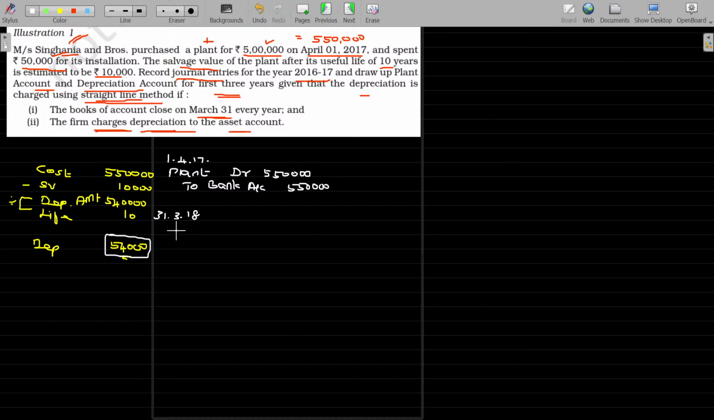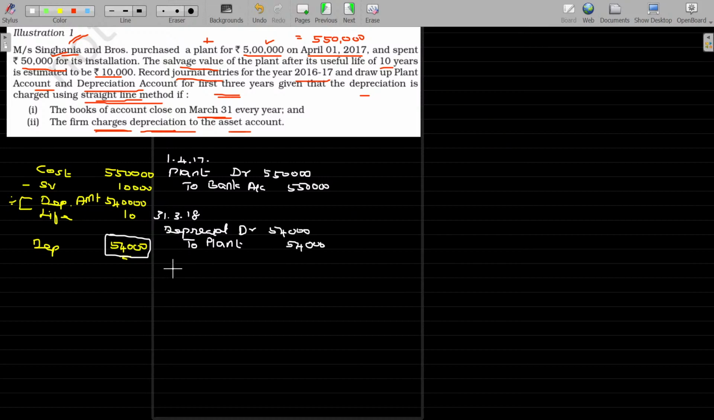31/3/2018. Depreciation account debited to plant account. This value being 54,000. Okay. On closing, whatever the nominal accounts we have should be by default transferable to the P&L account. So I will transfer this to the P&L account, for the first year.